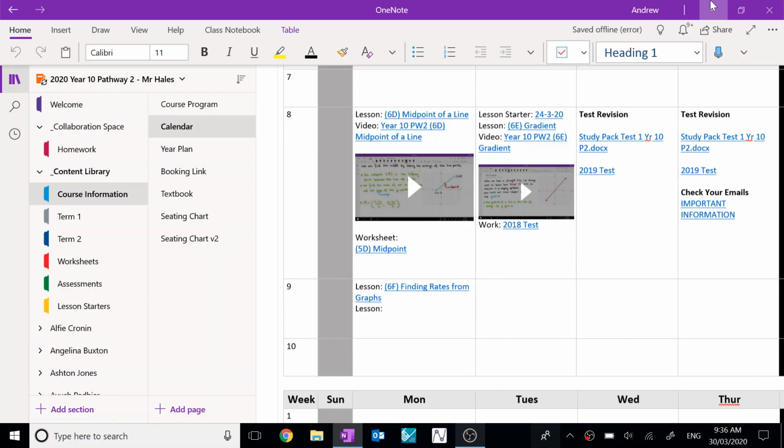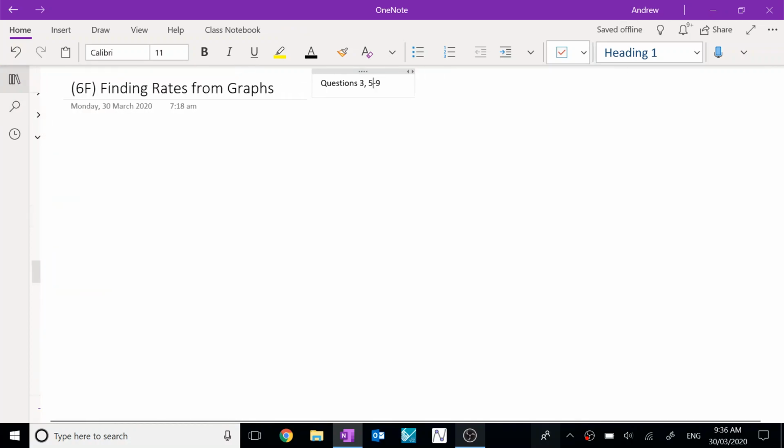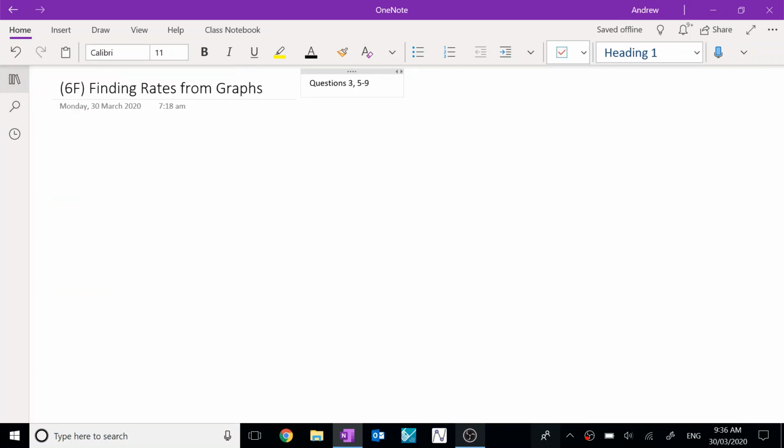So we're going to get into today's lesson, which is talking about the rates from different graphs in straight lines. Again, I'm going to go to the calendar. I'm referring to the calendar because this is where all your information is going to be for the foreseeable future. Every lesson plan will be here, and I will press this link, which sends me to the OneNote page. This will be filled with notes once you watch this. But from now, we'll just get started.